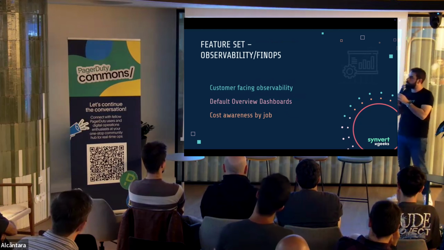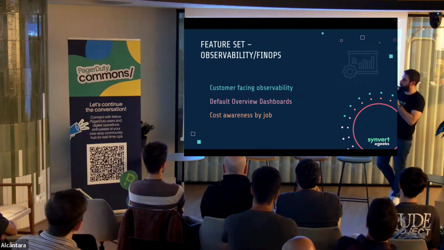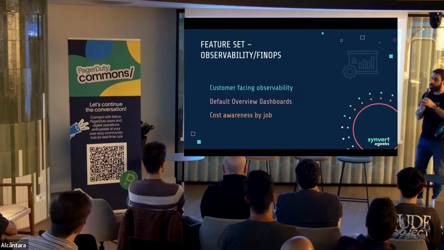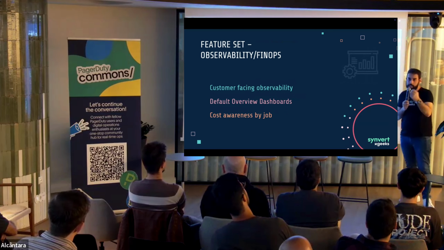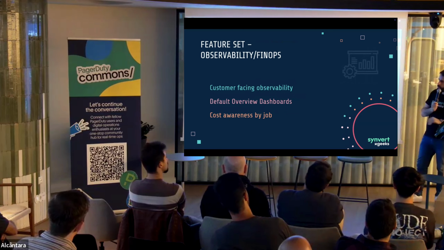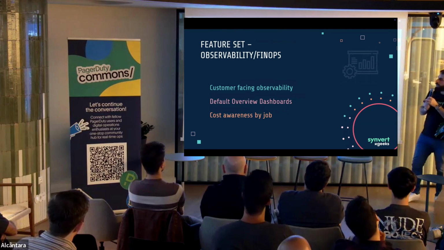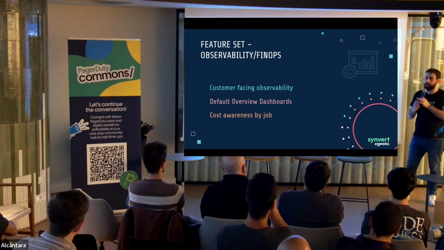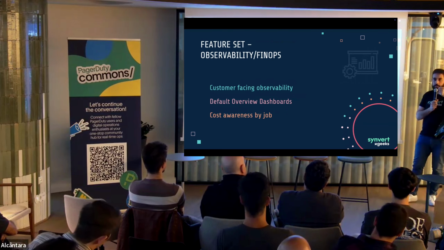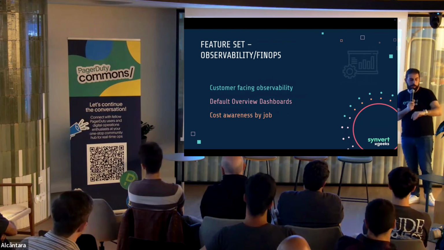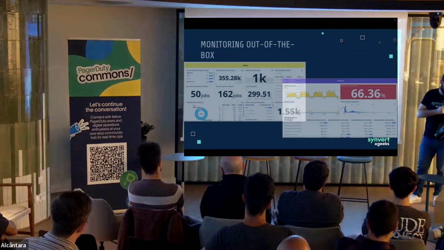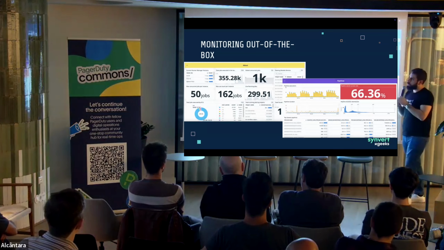And finally, in terms of feature set, observability and FinOps. So we provide by default some observability that they can check. I will get to it later. And some cost awareness by job, where at the end of the job, they can have a prediction of how much that job costs.